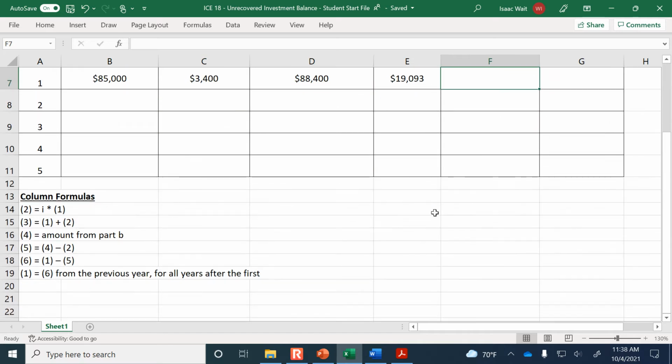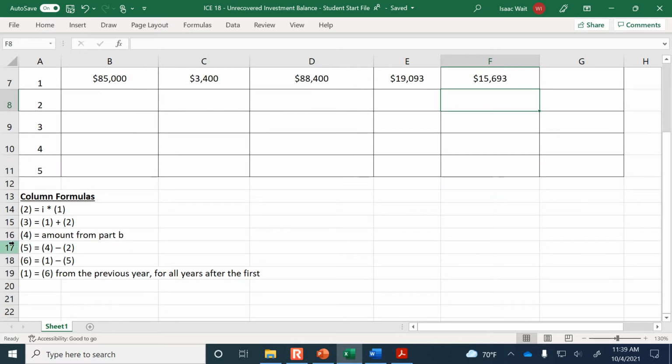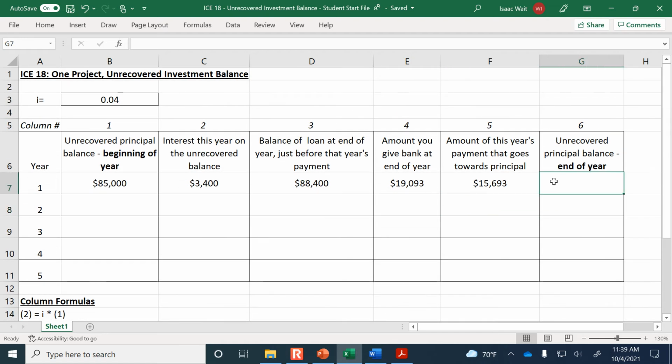And how much of that goes towards the principal? Column 4 minus column 2. So it's the amount that you paid minus the amount that covers the interest. So this minus that. And then the unrecovered principal balance, this last column, 1 minus 5. So at the beginning of the year minus how much of that goes towards buying down the principal. So $69,307.